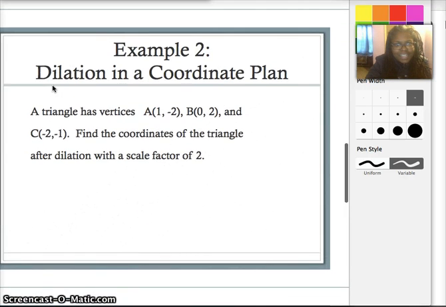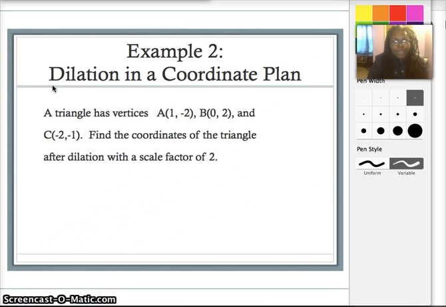Okay, here we are in example 2, dilation in a coordinate plane. A triangle has vertices as given: A is (1, -2), B is (0, 2), and C is (-2, -1). Find the coordinates of the triangle after dilation with a scale factor of 2. The cool thing is this should not be too hard for us.